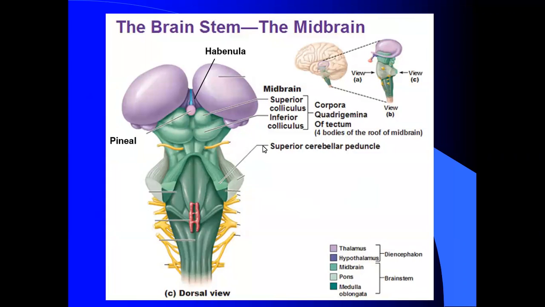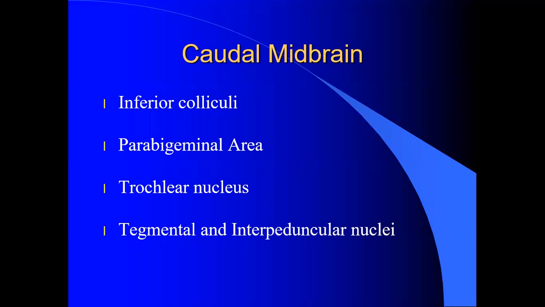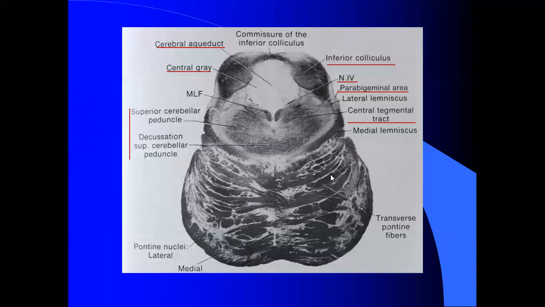Here's a posterior view of the midbrain, and you can see the colliculi. So the inferior colliculi are how you know that you're in midbrain, or the superior colliculi if you go up higher. You're also going to be seeing the superior cerebellar peduncles and their decussation in the caudal portion of the midbrain. So what do we got going on in there? We have the inferior colliculi. We have another nucleus called the parabigeminal nucleus, and the trochlear nucleus, and then the tegmental and interpeduncular nuclei. Again, it's names like this that drive you crazy because they don't tell you what the tracts are for, and that's really the problem. They're named for where they are.